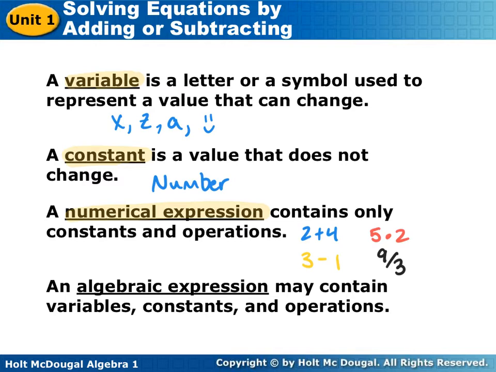Then the last term we're going to look at is an algebraic expression. This is coordinate algebra. This is where we're going. This is where a lot of our stuff is going to happen. An algebraic expression may contain variables, constants, and operations. Not going to give you as many examples, but I'll show you here. You could have 2x plus 5. That's an algebraic expression.